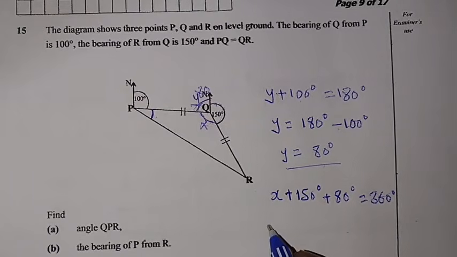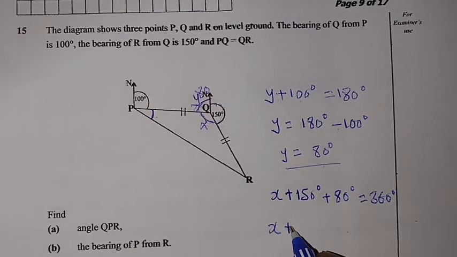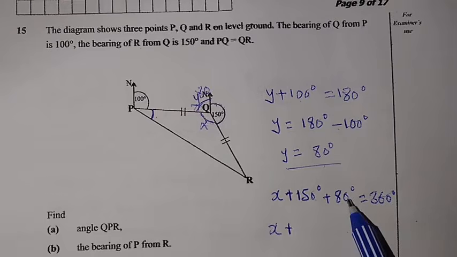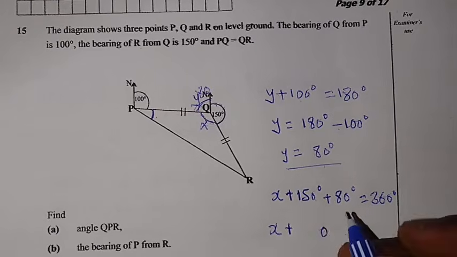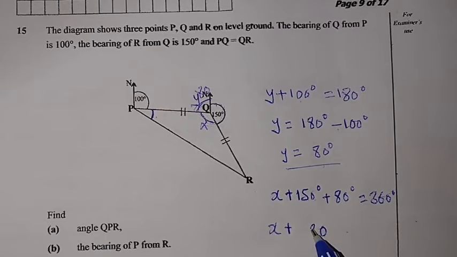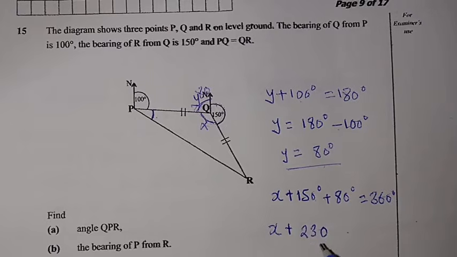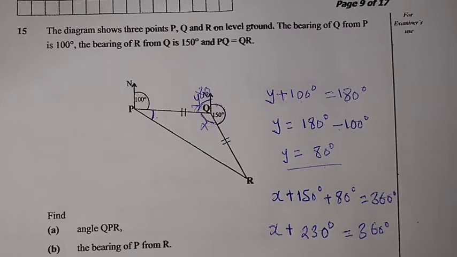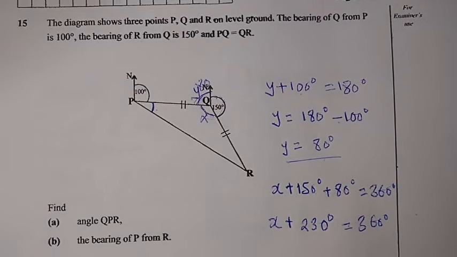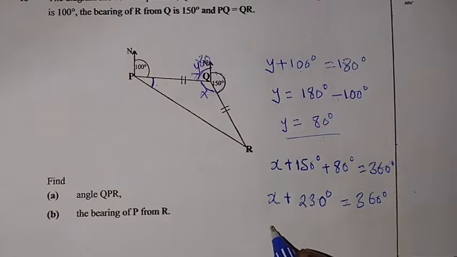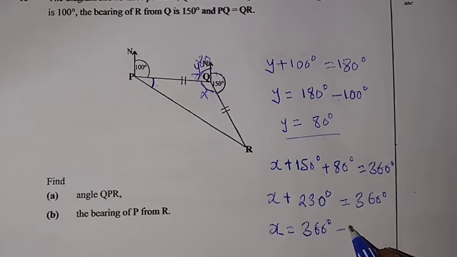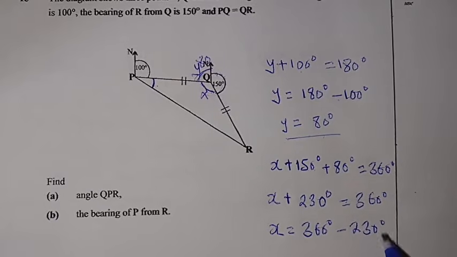So we are going to say X plus, so you just need to add 0 plus 0, it gives us a 0. Then 5 plus 8, it gives us 13. Okay, and then 1 plus nothing is 1, plus that 1 becomes 2. Meaning that 150 plus 80 is 230 degrees, which will be equal to 360 degrees. So here we just need to collect the like terms. So we are going to have X equal to 360 degrees minus 230 degrees.